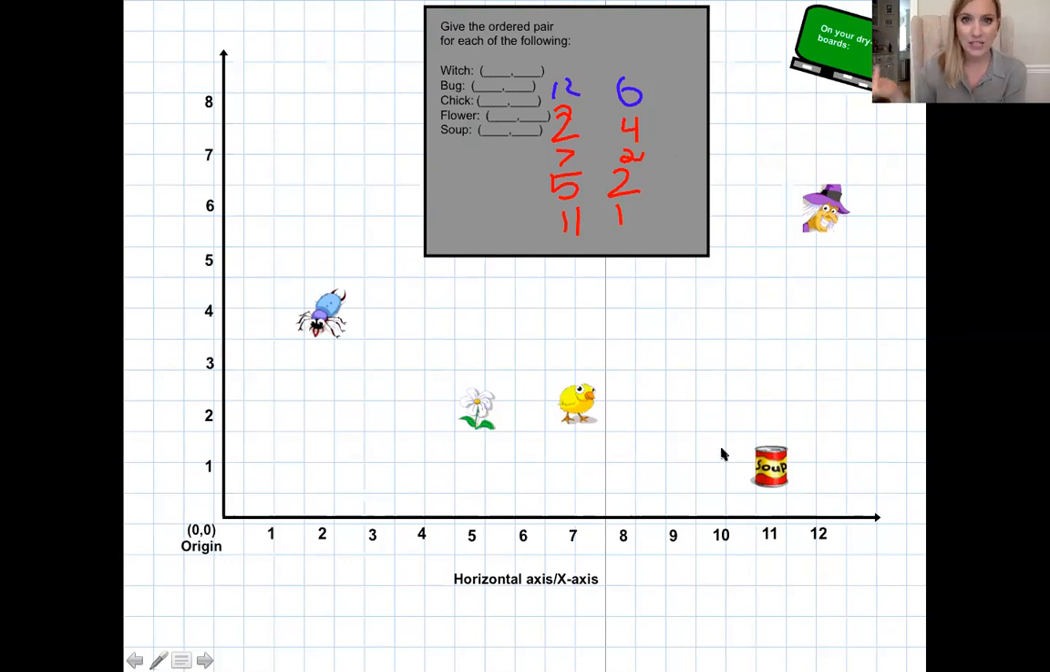So I have to find the ordered pair for each of the following. I start with my x-axis. So I want to find the witch first. I go over 12, and I go up 6. So my ordered pair is 12, 6, and notice that I started at the origin here. Okay, we'll do one more. Let's do the bug. We start going horizontally. We stop at 2. We go up 4. Our ordered pair is 2, 4. Okay.